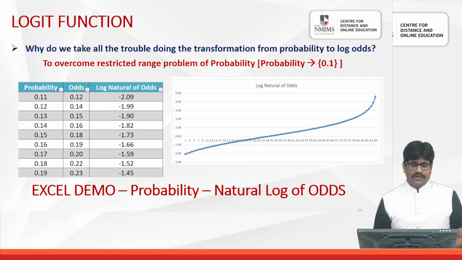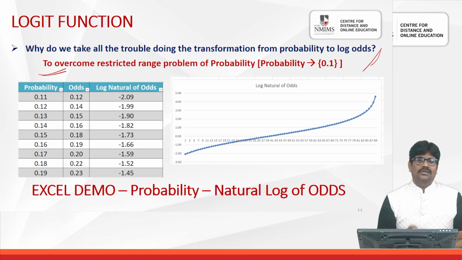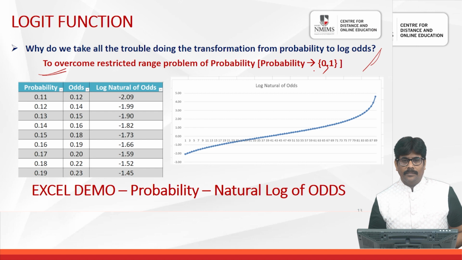Now, moving further, same question, why do we take all the trouble doing the transformation from probability to log of odds? The simple answer is to overcome the restricted range associated with the probability, which is that the probability value can only range between 0 and 1.